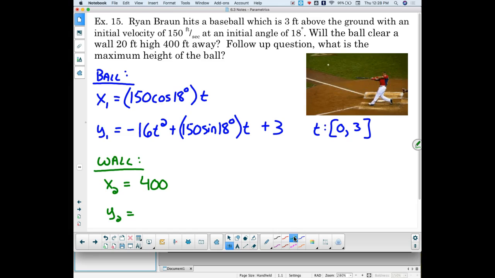How can I do that mathematically? There's more than one way to build this wall. It's got to be 20 feet high. But I can't just put 20 there, because if I just put 20, it's just going to put a dot 20 feet up in the air. So I got to bring a variable into it somehow.